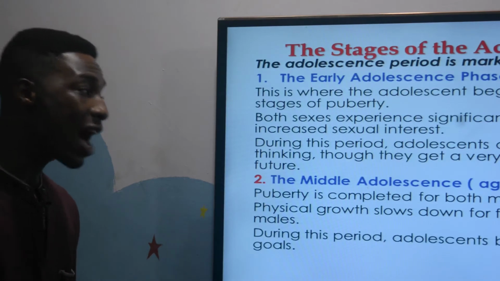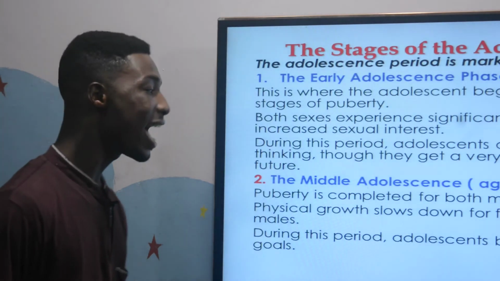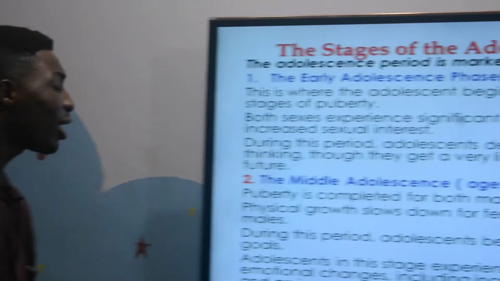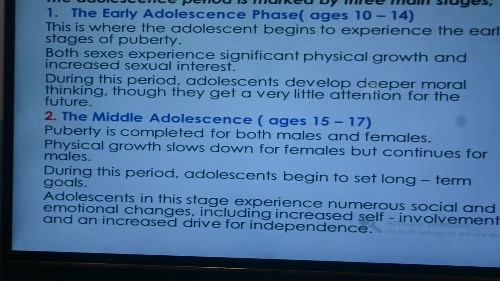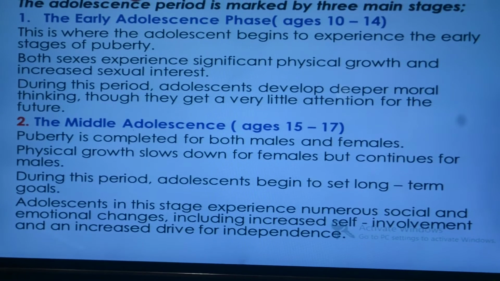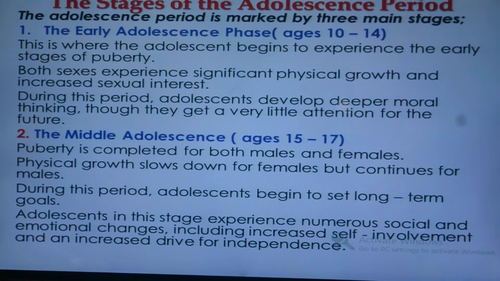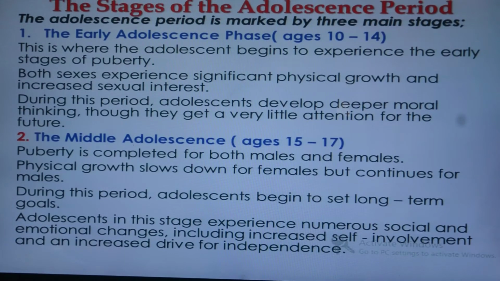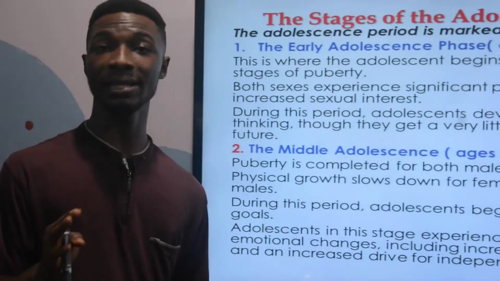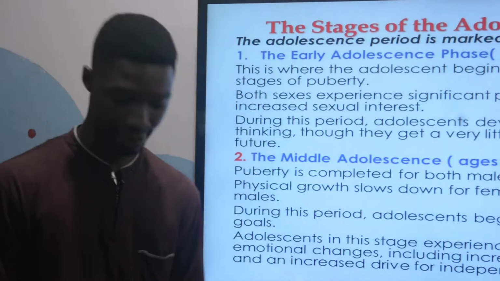Physical growth slows down for females, but it continues for males. And during this period, adolescents begin to set long-term goals. Adolescents in this stage experience numerous social and emotional changes, including increased self-involvement and an increased drive for independence. At this stage, the adolescents try to involve themselves in a lot of social activities, and they crave independence. They don't want to be controlled by their parents or any adult at this stage.